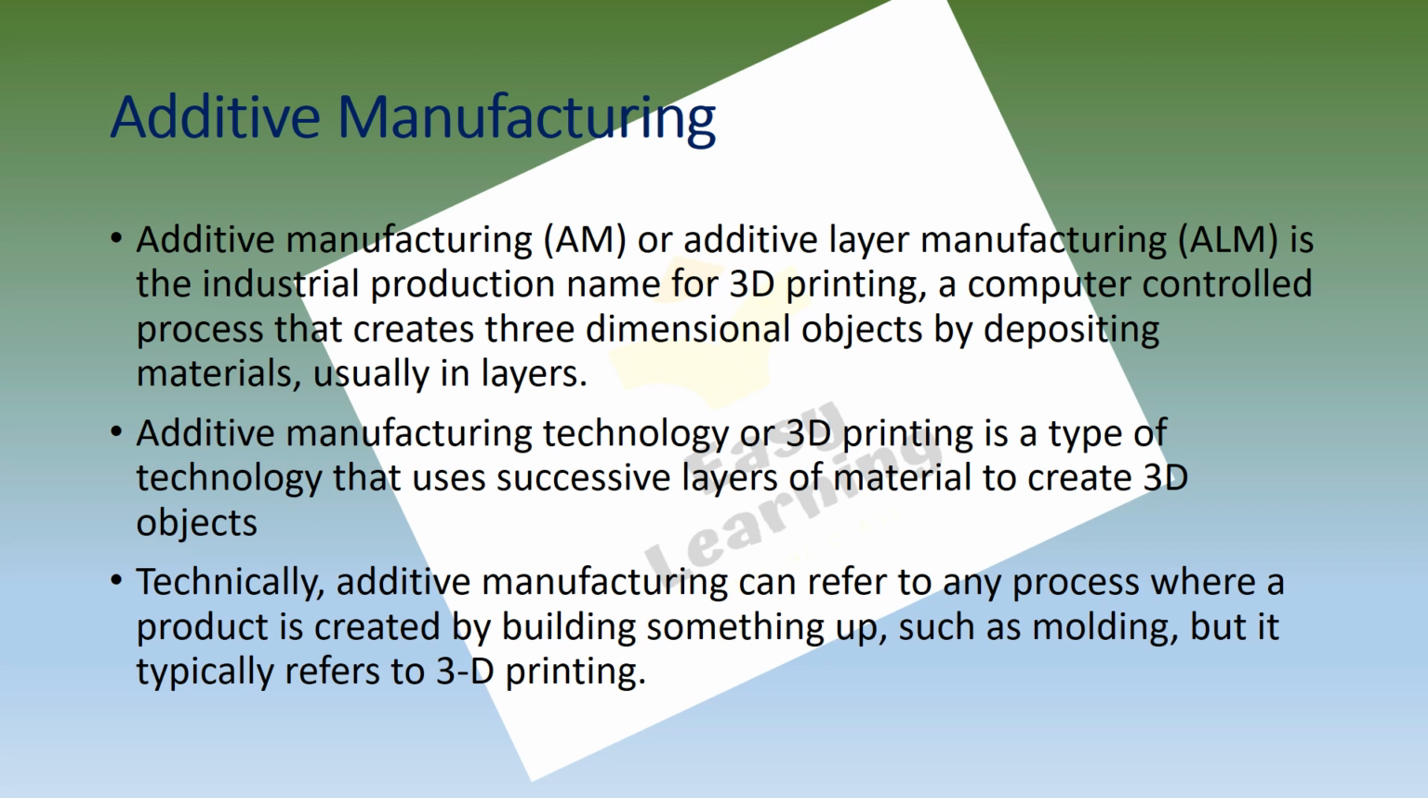Then additive manufacturing technology or 3D printing is a type of technology that uses successive layers of material to create a 3D object. यहाँ पे क्या कर रहे हैं, हम जो भी मटेरियल यूज़ कर रहे हैं to form a 3D object, we are making it in a form of layer by layer, यानी एक एक करके हम चीज़ों को जोड़ रहे हैं यहाँ पर, ठीक है, उसे ऐड कर रहे हैं, उसको मैन्युफैक्चरिंग कर रहे हैं. Technically additive manufacturing can refer to any process where a product is created by building something up, such as molding, but it typically refers to 3D printing.